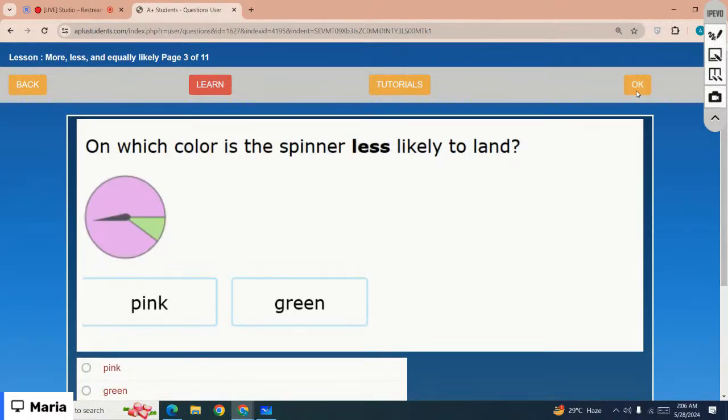On which color is the spinner less likely to land? So which is the correct option? It's likely to land on the portion that is more on the spinner, and less likely on the portion that is less, right? So the spinner has less green portion. That means it will less likely land on green. The correct option is green.